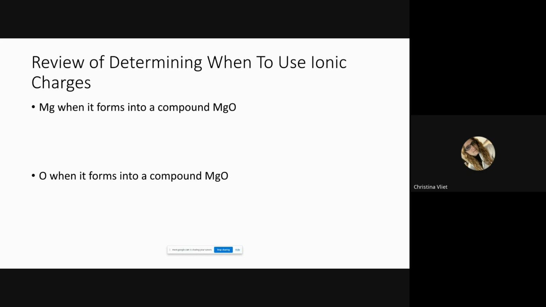That's not what I'm asking. So what I am asking is, when do I use ionic charges for an element? When do we consult the periodic table to know sodium is +1, oxygen is -2, sulfur is -2, fluorine is -1? When do we do that? And why do we do that?